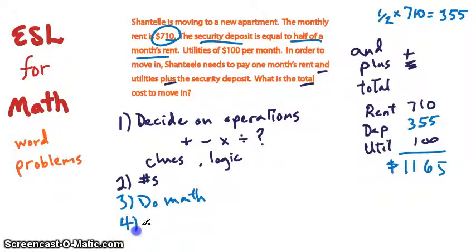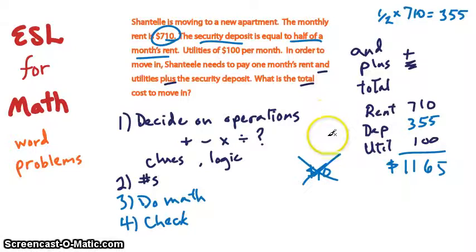The final step is to check your answer. Make sure your answer made sense. If I came up with an answer like $10, I know both from logic and from the idea that these don't add up to $10, that $10 has got to be the wrong answer. I made a mistake. Okay, but if I look at this answer, $1,165, that seems reasonable for moving into an apartment that costs $710 per month. So the answer that I got seems reasonable.